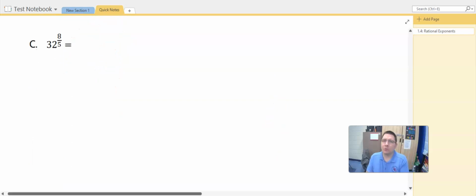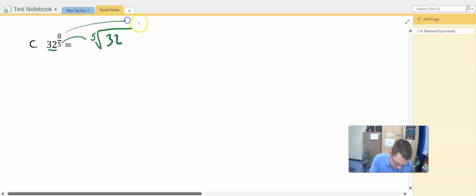We have 32 to the 8/5 power. So a little bit larger number here with larger power and denominator. And so, again, we'll put our radical. The 32 will go inside. The 5 is the index. And the 8 is our power.